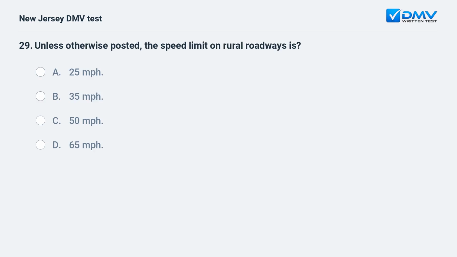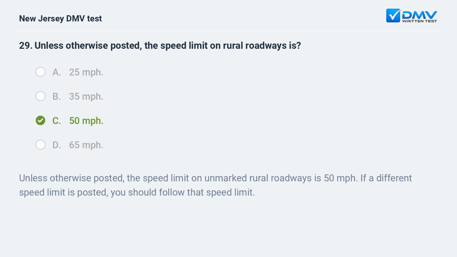Unless otherwise posted, the speed limit on rural roadways is A. 25 miles per hour. B. 35 miles per hour. C. 50 miles per hour. D. 65 miles per hour. C. 50 miles per hour.